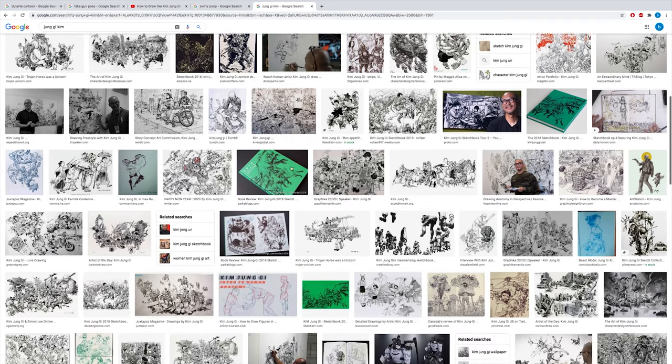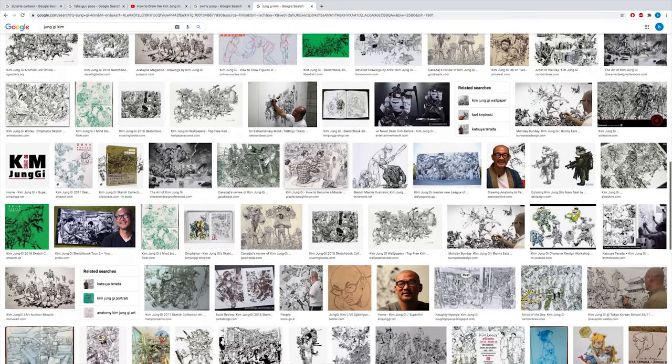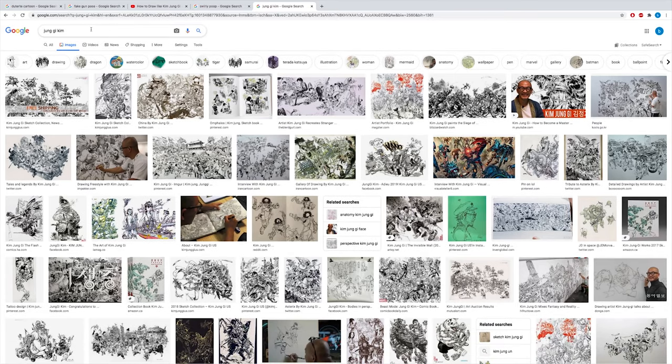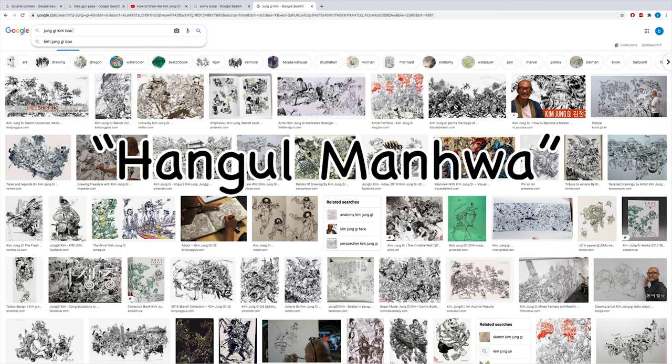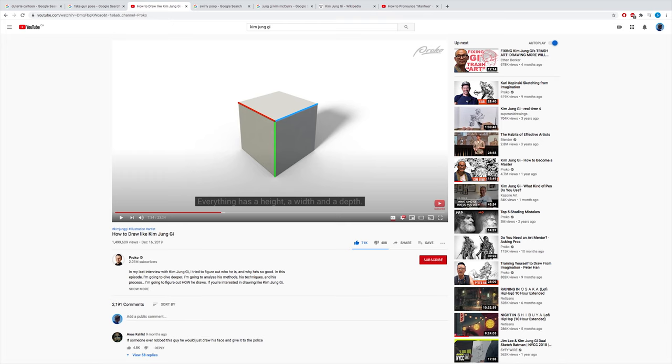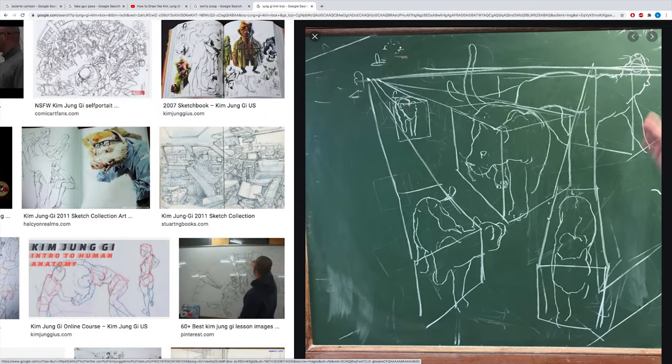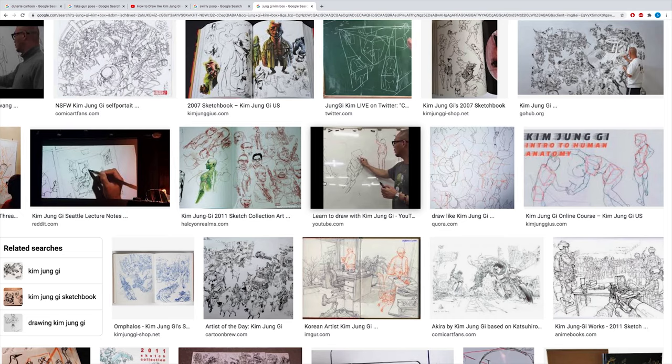Most of us are familiar with manga as Japanese comics, but Jung-gi, of course being Korean, is especially known for Hangul manhwa, that is, Korean comics. He starts out thinking of his drawings as being inside of boxes, having a height, width, and depth, and this really simplifies how any given subject might be drawn and seen from a certain perspective in a 3D space. Look at Jung-gi's images. Wild, right?